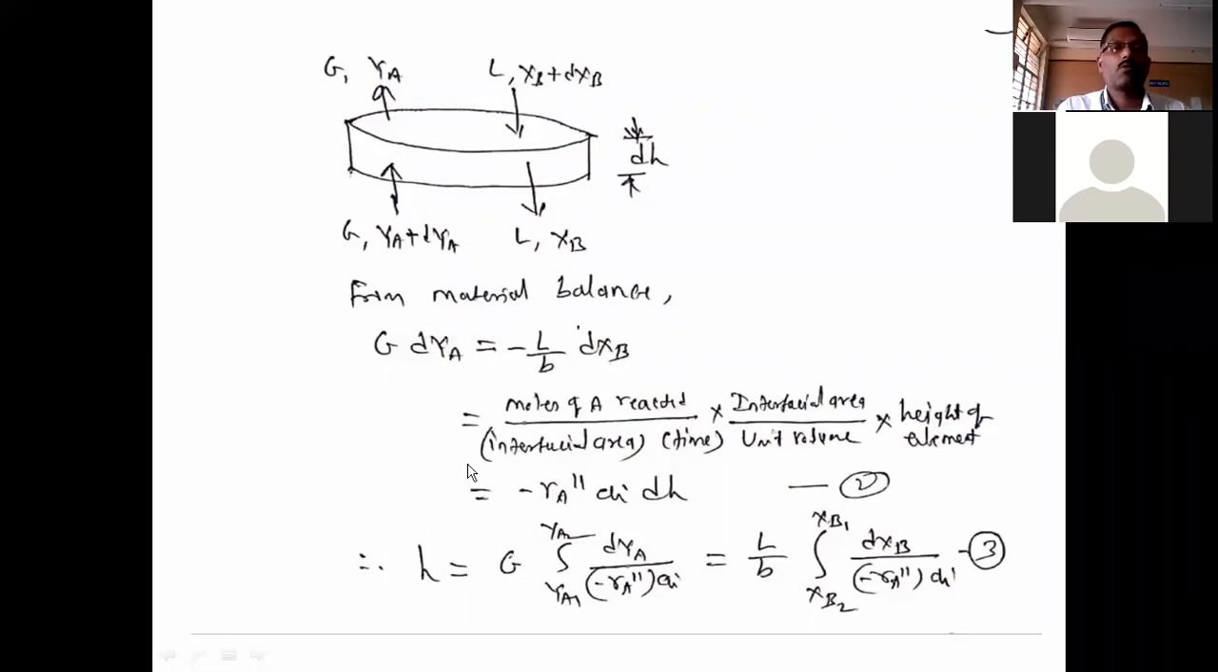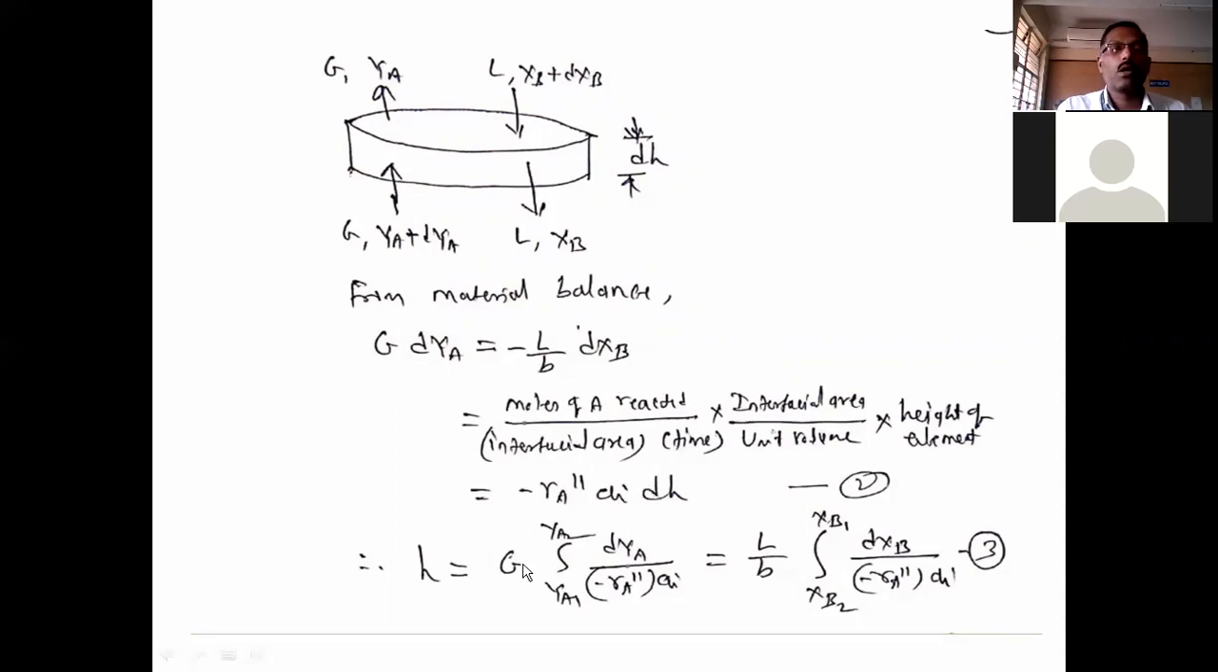This material balance is equal to moles of A reacted, which is the rate per interfacial area into time, into interfacial area per unit volume, multiplied by the height of the element. As seen earlier, this is equal to minus RA dash into AI into dH. So we obtain this equation and solve it.